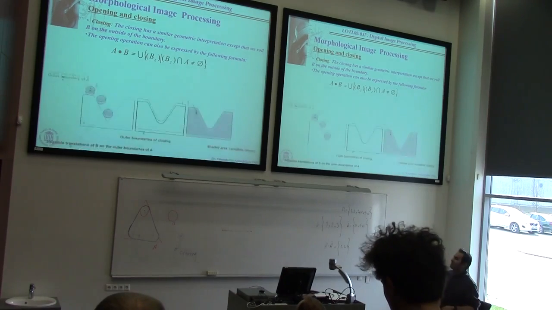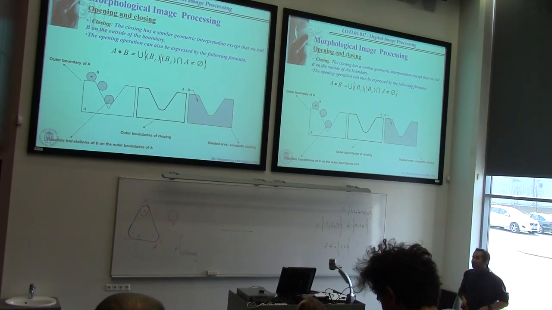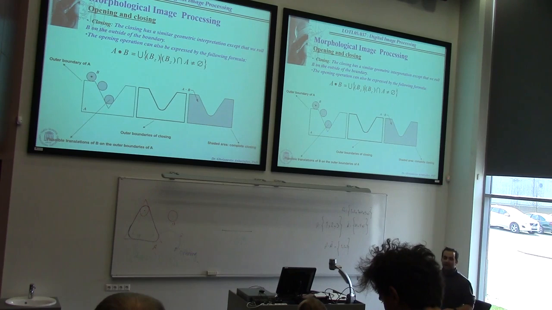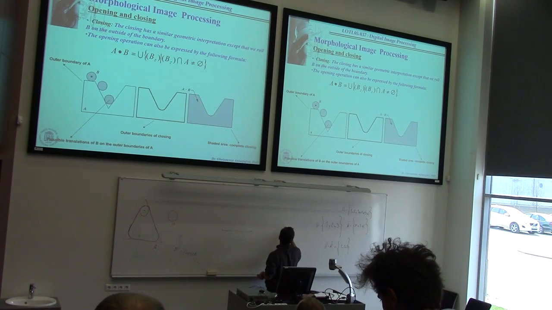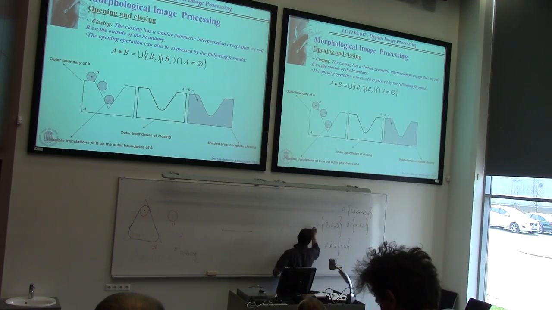And for the closing, we just have the result of the dilation and then the erosion with B. It's like this. You know this. For closing, we have something like this: erosion with B. We call it closing.